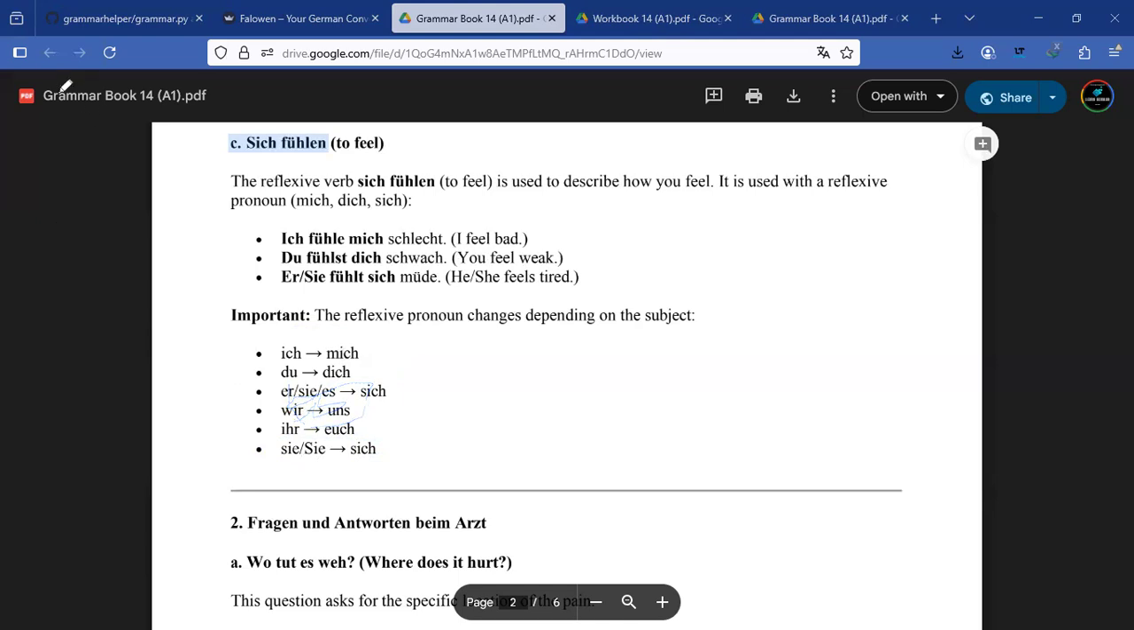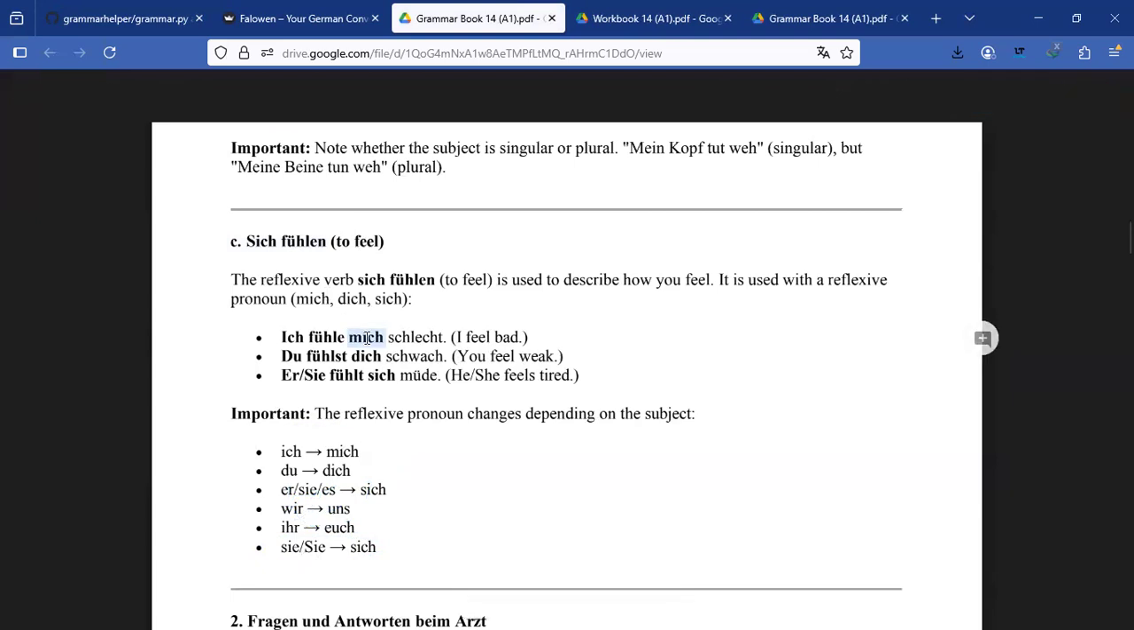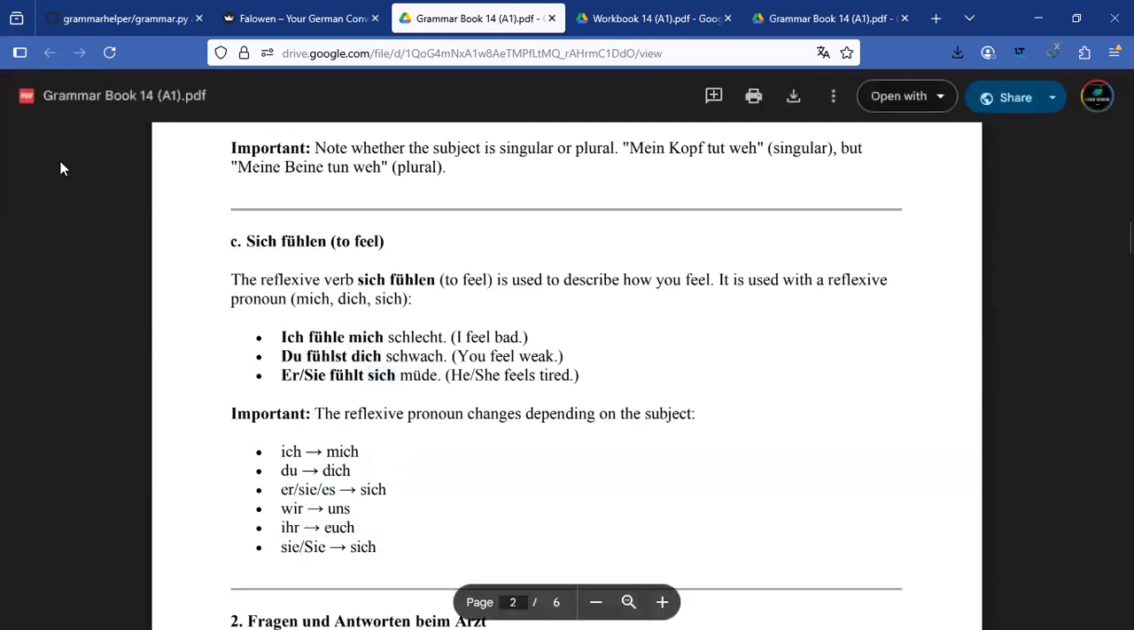So anytime that you want to use fühlen in German, fühlen is a reflexive verb, and you must use the reflexive pronoun there. Okay? So if you want to say that I'm feeling weak, then it's going to be ich fühle mich, since you are using ich. So ich fühle mich schlecht. That's going to imply that I feel bad.